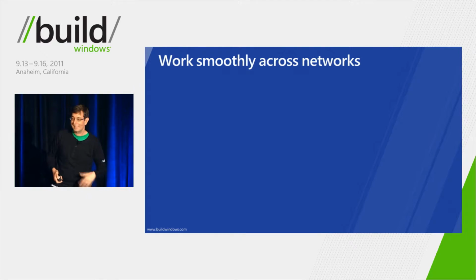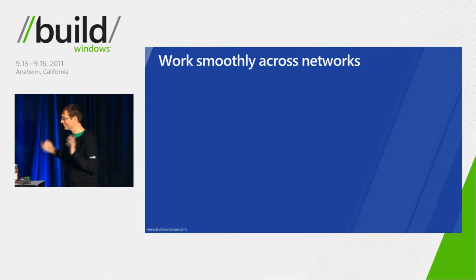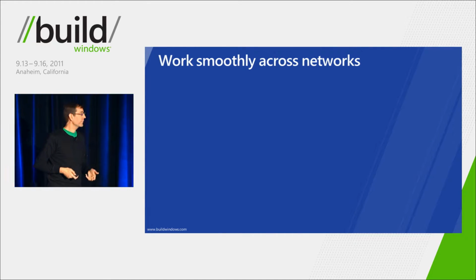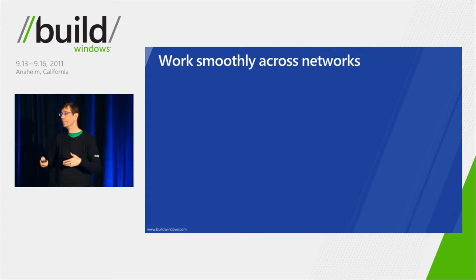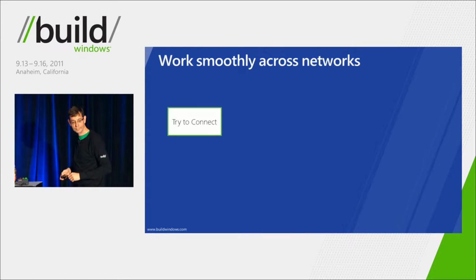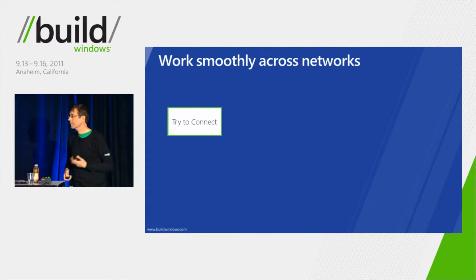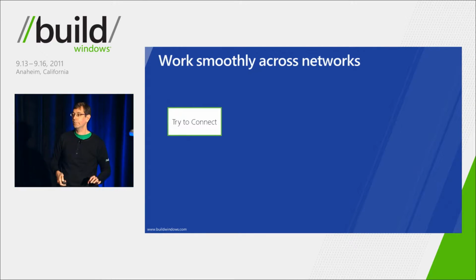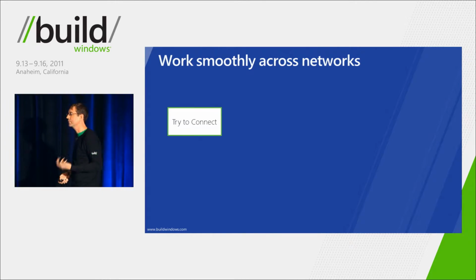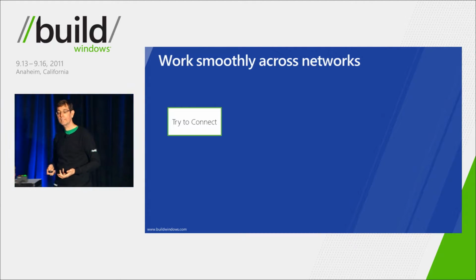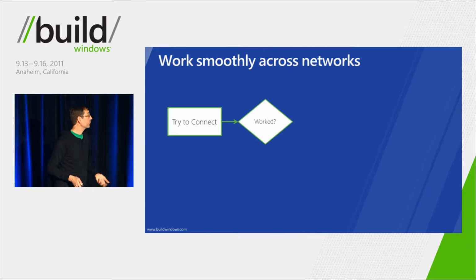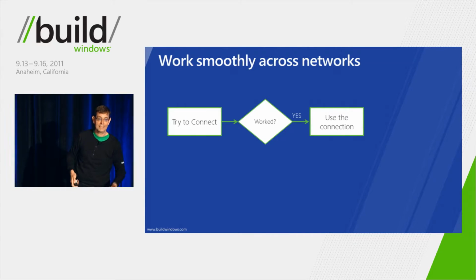Now, unfortunately, it's not something that we in the network team can actually solve entirely for you. But there are a couple of things you can do with your app that are very straightforward that will make that transition happen smoothly. Now, the classic thing that people do with networking is you try to connect, regardless of the API you use, whether it's a socket, whether it's HTTP, whether it's the syndication APIs. You try to connect, you check, hey, did it work? If it worked, use the connection.